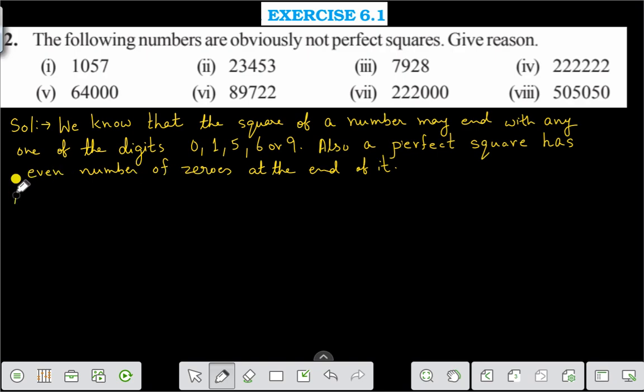Now question number 1. The following numbers are obviously not perfect squares. Why? Because it ends in 7. The units place is 7, not 0, 1, 5, 6 or 9. Therefore, it is not a perfect square.